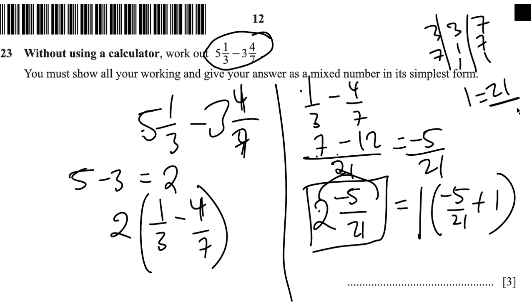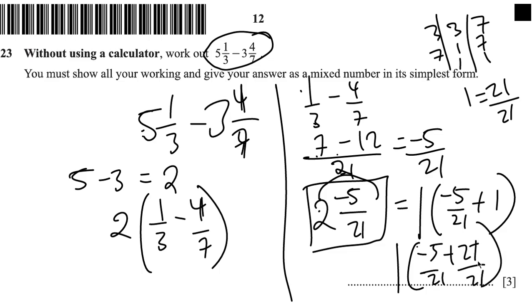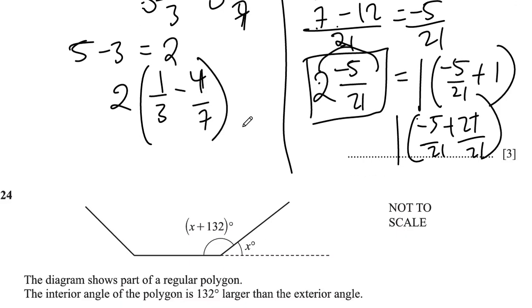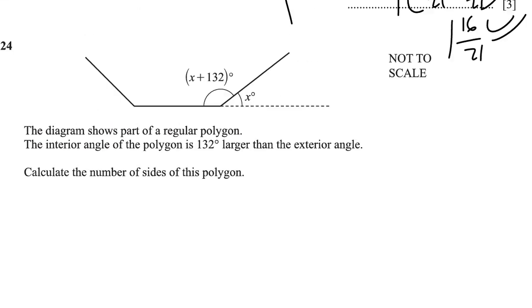1 is the same as 21 over 21. So we could say 1 whole, negative 5 over 21 plus 21 over 21, which is 1, right? So negative 5 plus 21 is 16, which makes the job easier. That's 1 whole 16 over 21. And that's the answer. Okay, the last question says, the diagram shows part of a regular polygon.